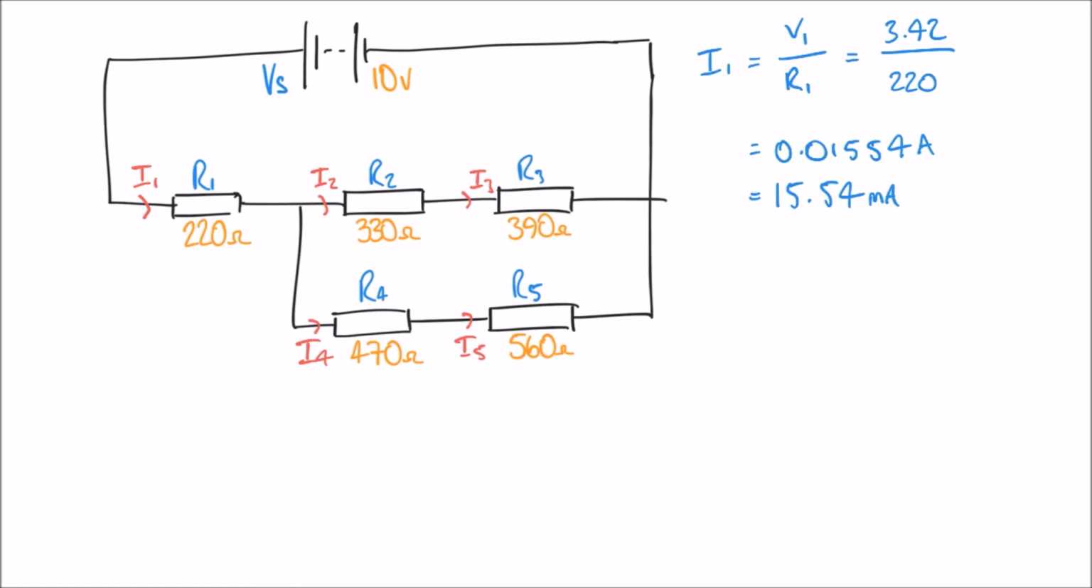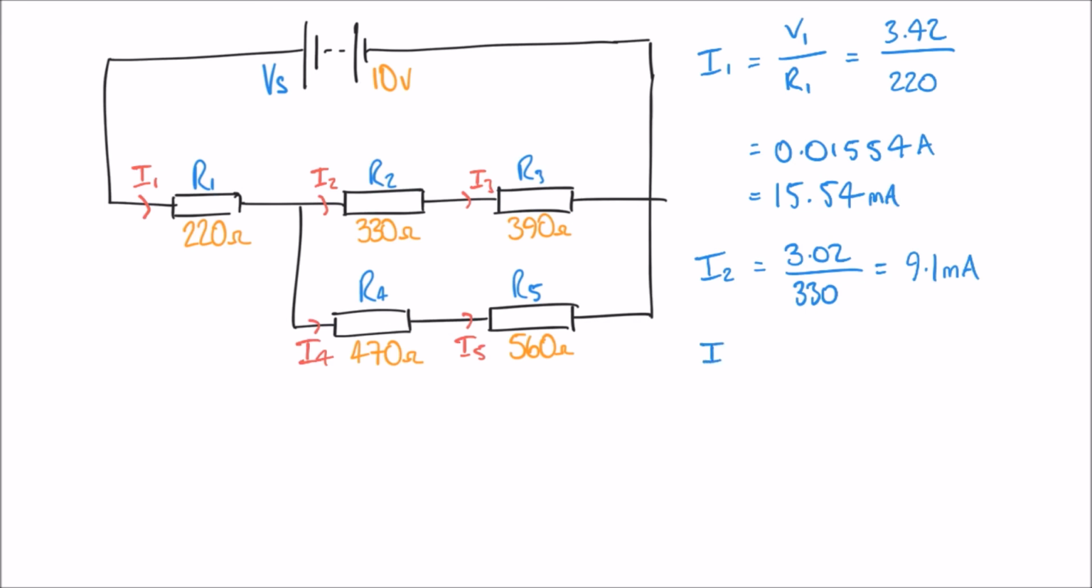And we're going to do the same thing for each of our resistors. I2 is going to be V2 divided by R2. I3 is going to be V3 divided by R3, and so on and so forth. So let's have a go at each of these. I2, we can say V2 over R2. And so V2 was 3.02, if you remember, divided by R2, which in this case is 330. I get an answer of 0.0091, or better yet, we can say 9.1 milliamps.